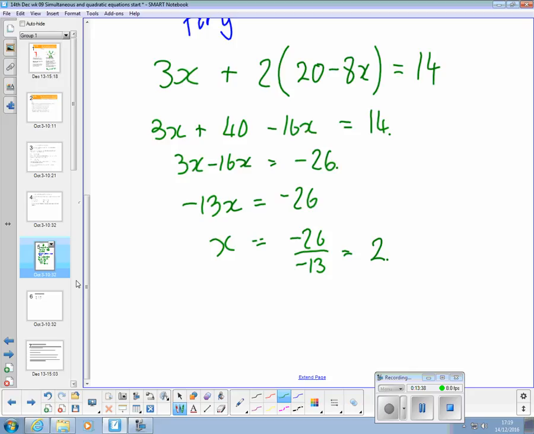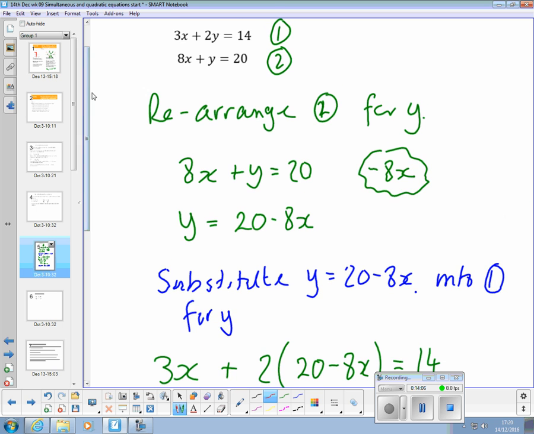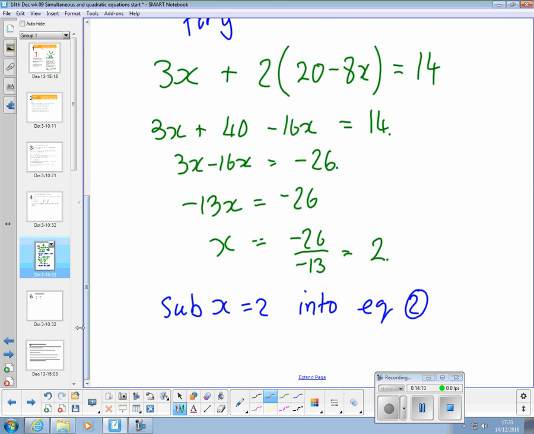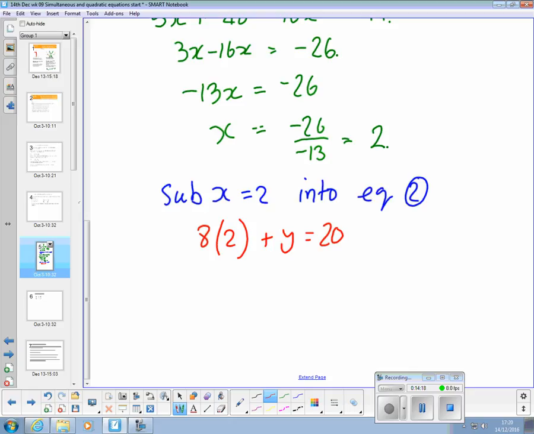Okay, so all of that to find out what x is by substitution. Now what we got to do is substitute x is equal to 2 into equation 2. So we've got 8x plus y equals 20. So it's 8 times 2 plus y is equal to 20. 16 plus y is equal to 20. y is equal to 4. And there's your solution. Solution to those two equations is that x is equal to 2 and y is equal to 4.